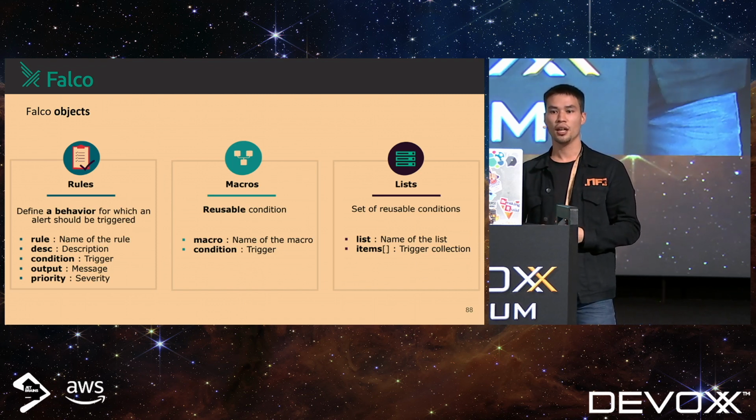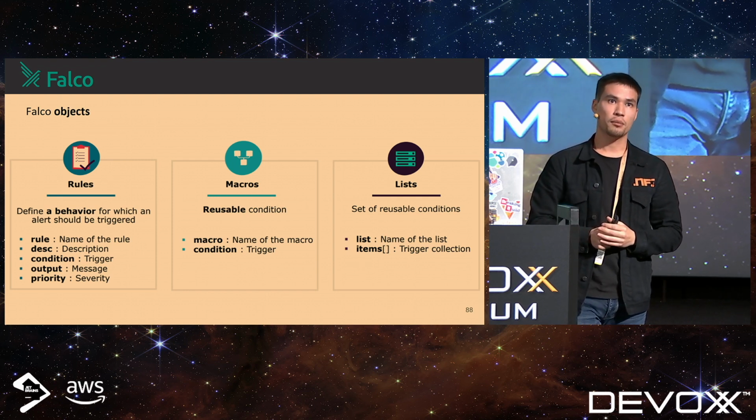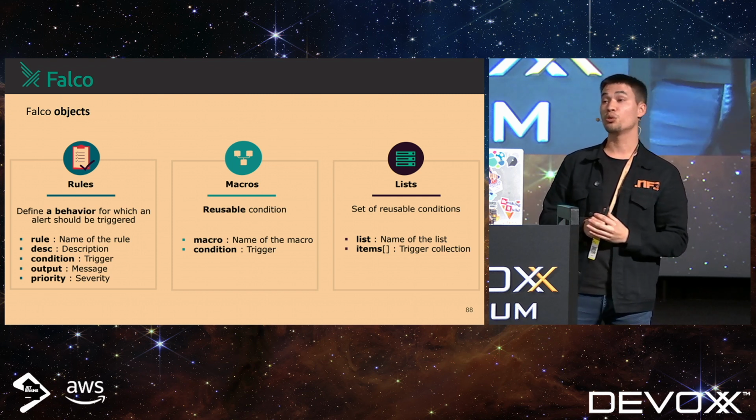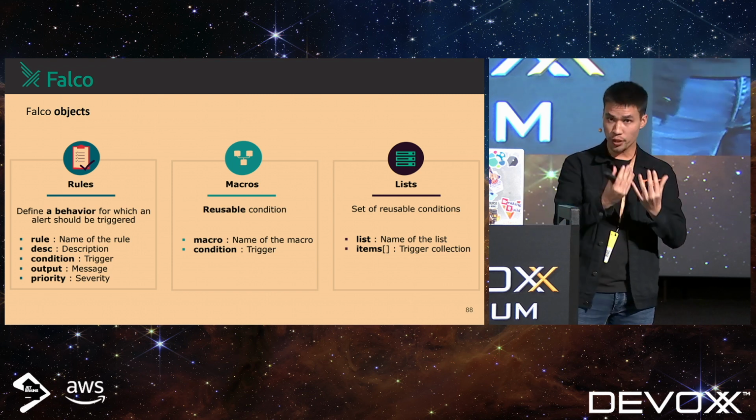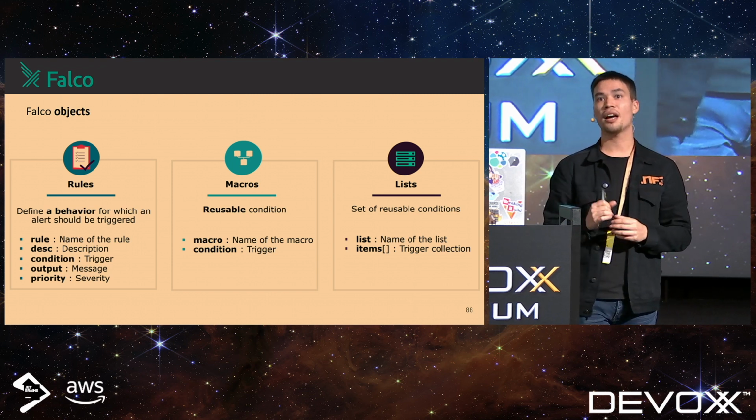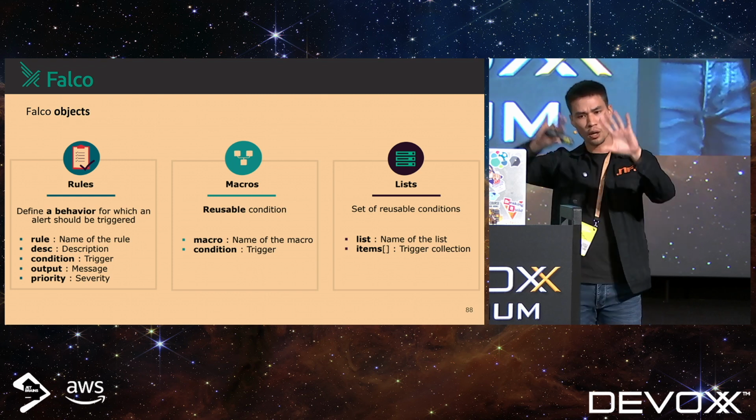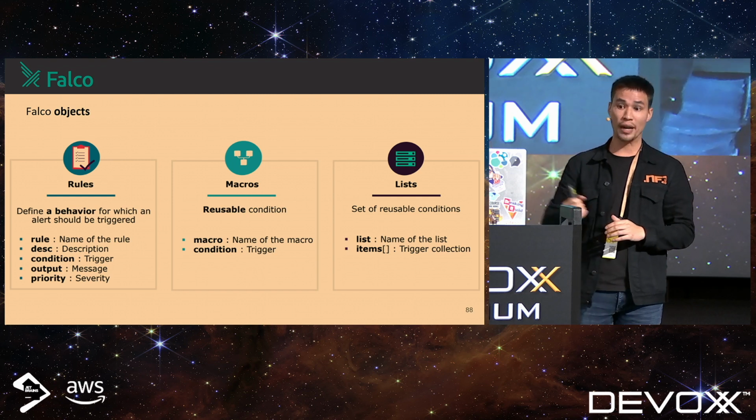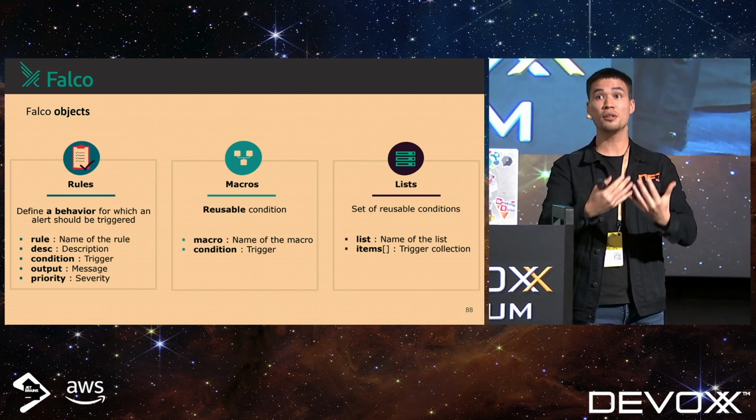Falco objects. Like I mentioned before, the primary structure object of Falco is what we call a rule. So basically, we will define a rule as a set of conditions that will trigger an alert. I will give you an example in the next slides. We are going to define a set of rules, and we can also use macros that will transform this rule to make it reusable.